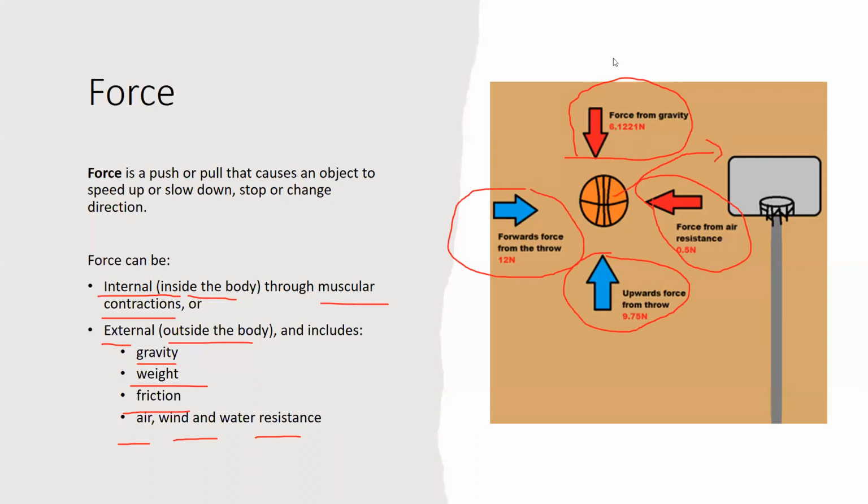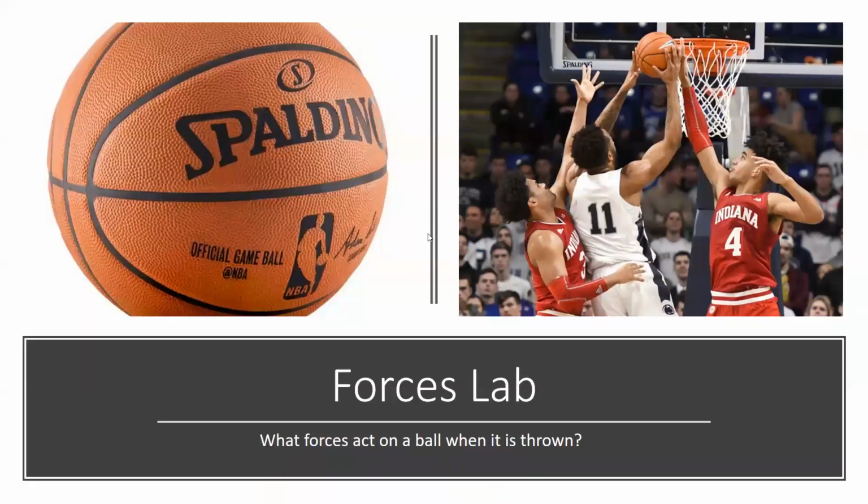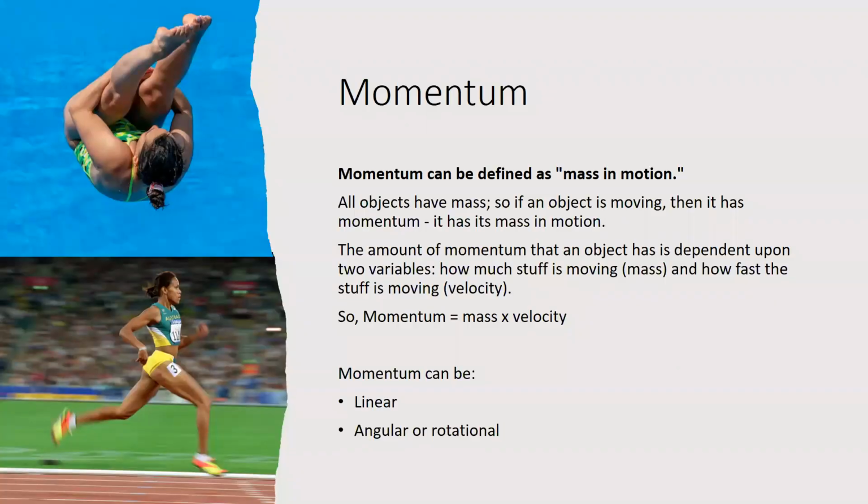Okay, let's look at another one. When you throw a ball, what forces will you get on the ball? Our hand will give a force to push the ball, and it will have gravity, and it will have air resistance. So generally, those are the forces we get. Okay, next one, momentum.